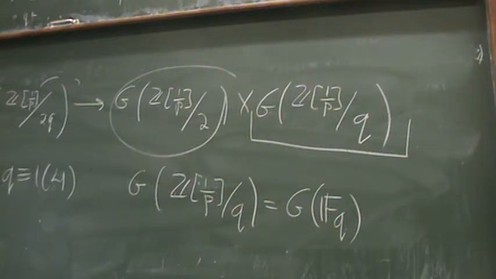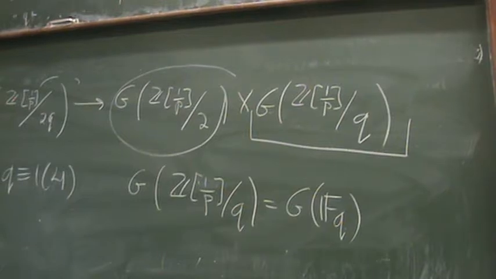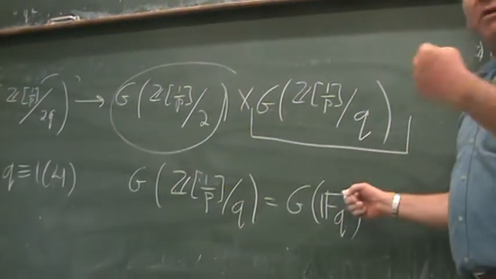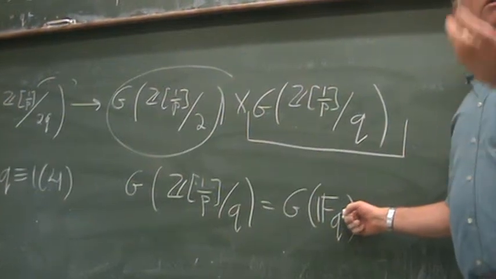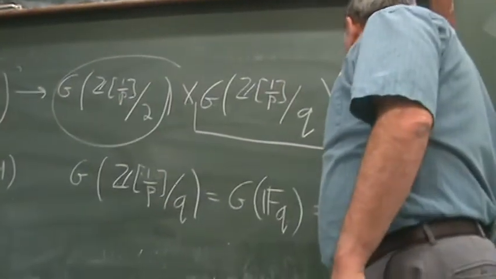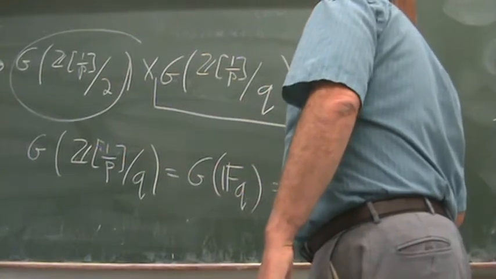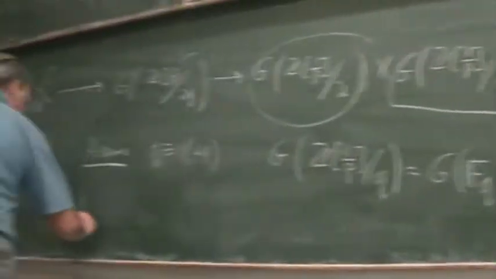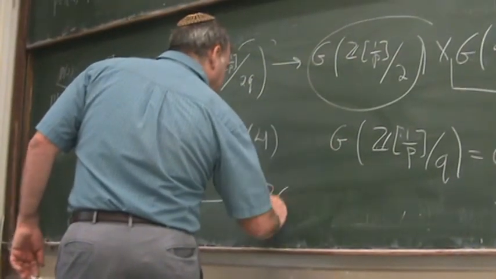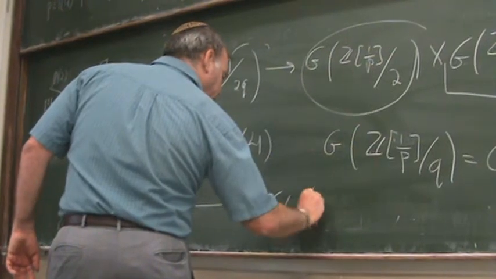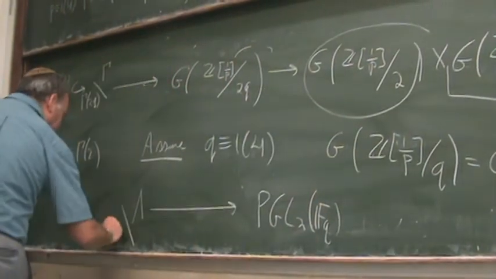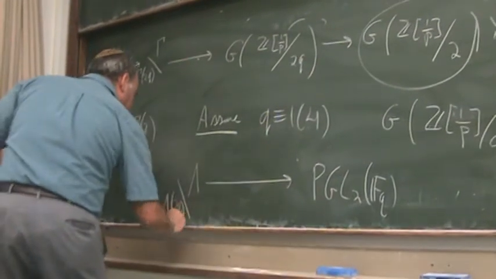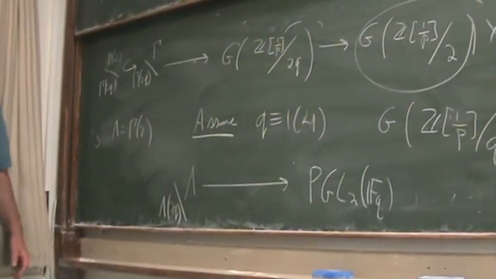But it doesn't matter. I mean, we can do it explicitly, and I really want to do it explicitly, for Q congruent to 1 mod 4. So this is the 2 by 2 matrices. I take the invertible elements, so this is GL2. I divide it by the center, so this is really equal to PGL2 FQ. So I have a map now from lambda to PGL2 FQ.